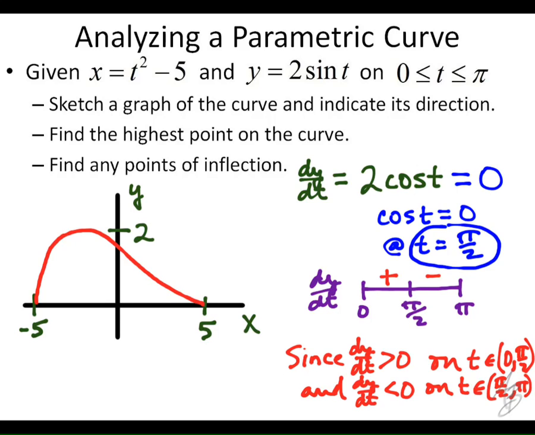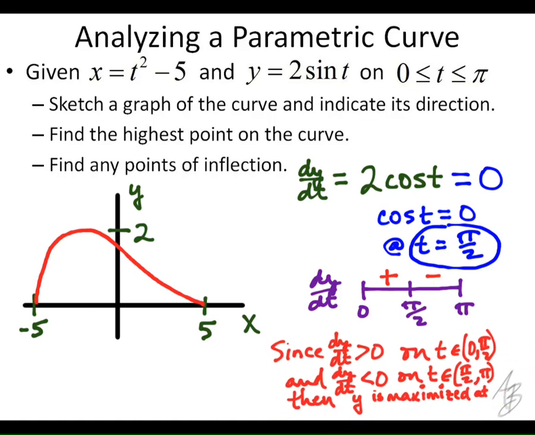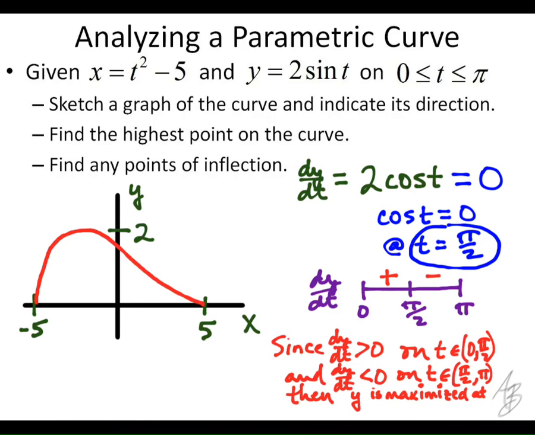What does that mean? Then what? Then y is maximized at where? At t equals pi over 2. Or we could say y has a maximum at t equals pi over 2. Now, I still haven't answered the question, though.